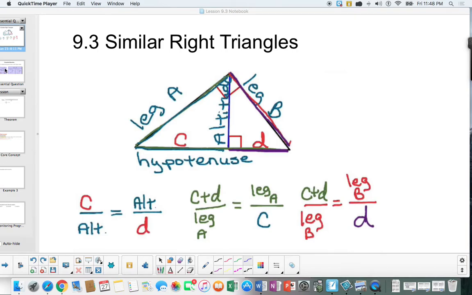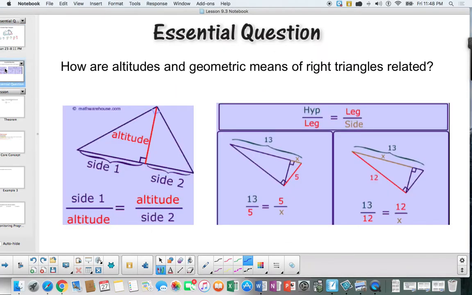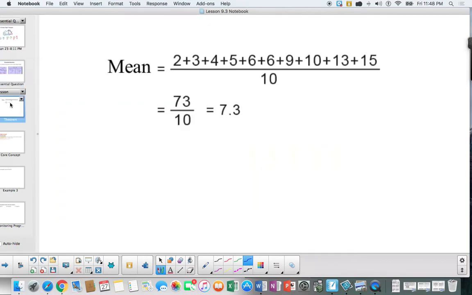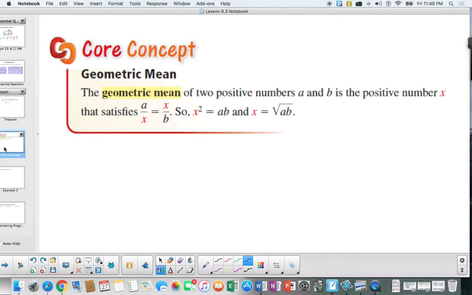9.3 Similar right triangles. Essential question: how are altitudes and geometric means of right triangles related? Let's first talk about the word mean. When you sum up a set of numbers and divide by the number of numbers, that is called a mean, an arithmetic mean. What we want to talk about today is geometric mean. The geometric mean of two positive numbers, a and b, is a positive number x that satisfies this proportion.